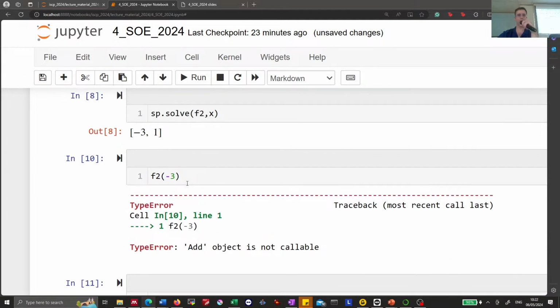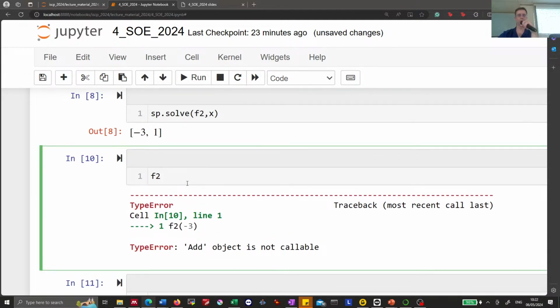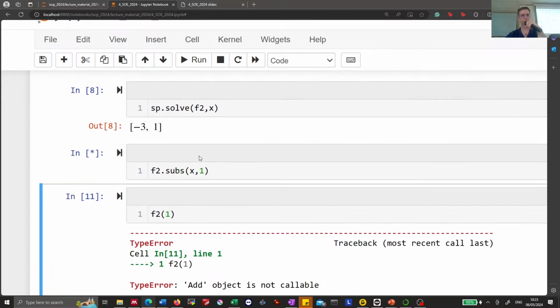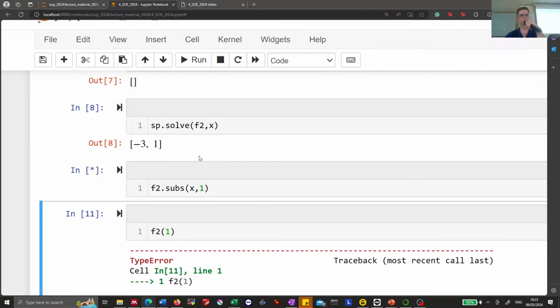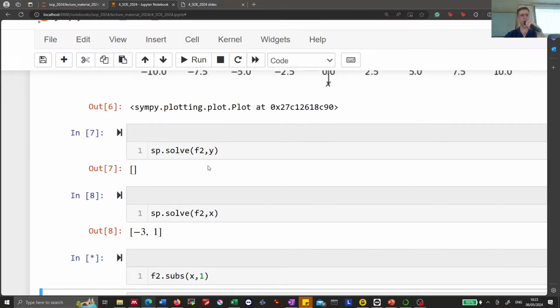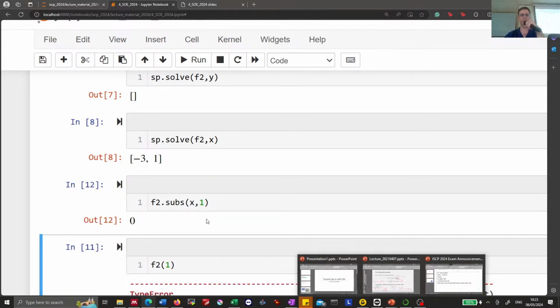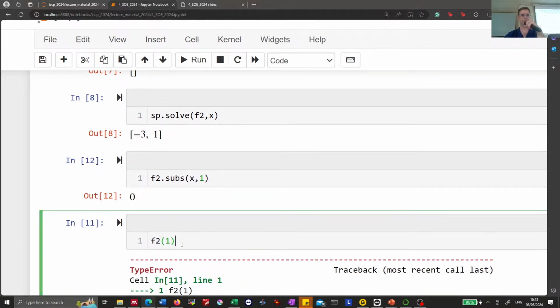It tells me add object is not callable. How about we substitute x with 1? So again, very, very slow, but I validate it now like this. Okay. Substitute x with -3.